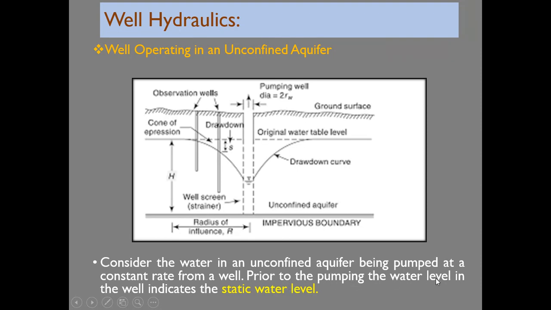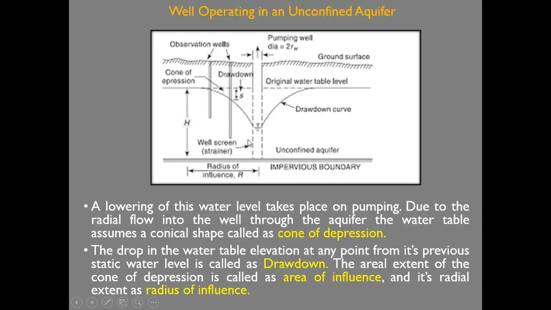Prior to the pumping, the water level in the well indicates the static water level. So this is the static water level, the constant, stable water level. A lowering of this water level takes place on pumping. When you start pumping, definitely there will be lowering of the water table. It will go on reducing and reducing. Due to the radial flow into the well through the aquifer, the water table assumes a conical shape called the cone of depression.